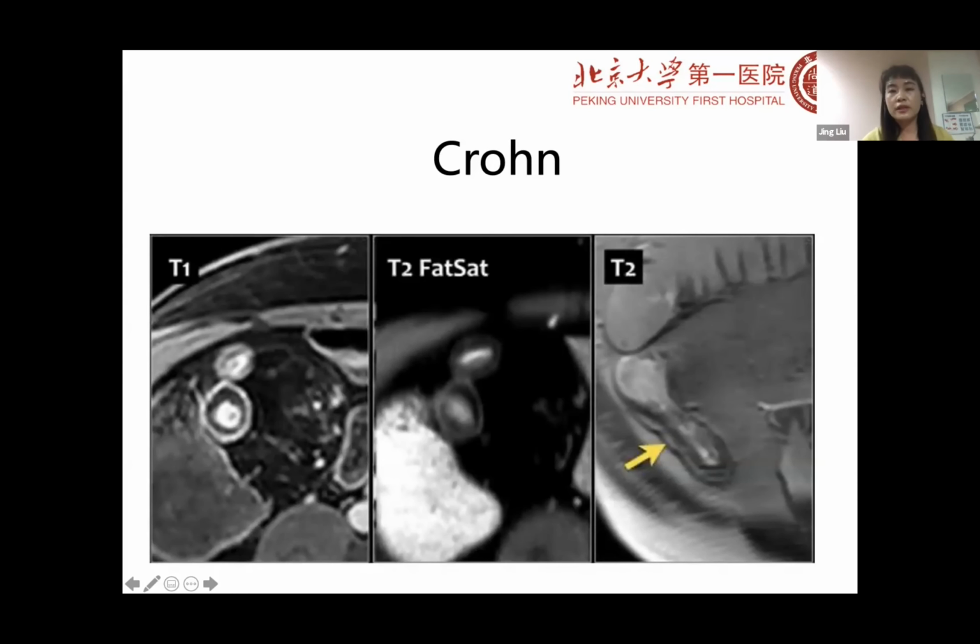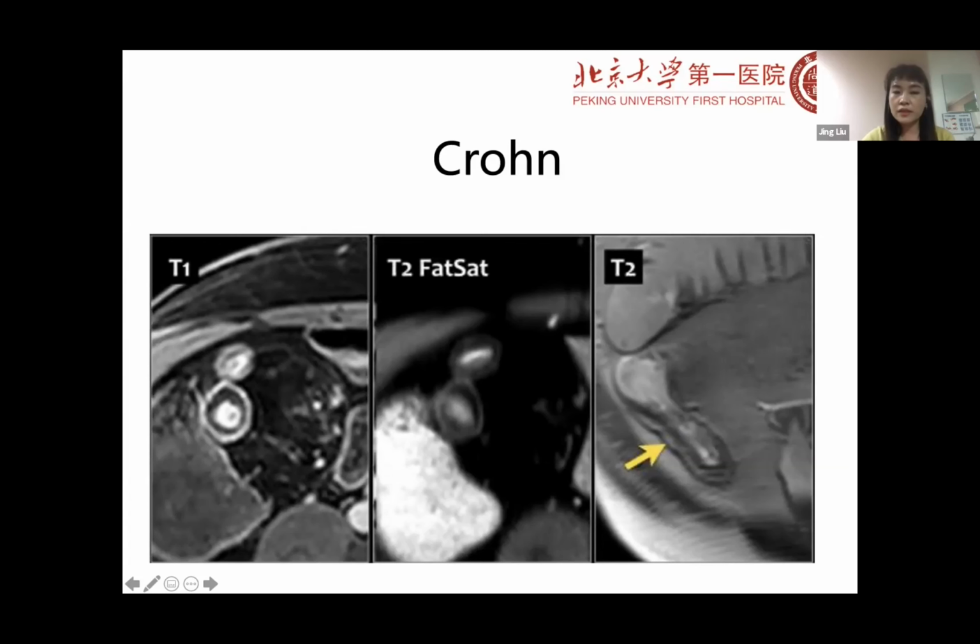And from the different MR sequences, we could see different pathological changes for Crohn, such as on T1 weighted imaging after contrast injection, we could see the stratification of the enhancement. So what is the stratification enhancement? From this picture, we could see the enhancement of both mucosa and serosa. And between them, this is the submucosa, but the submucosa did not enhance. So this is stratification enhancement.